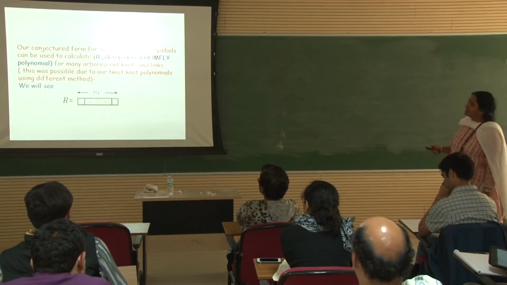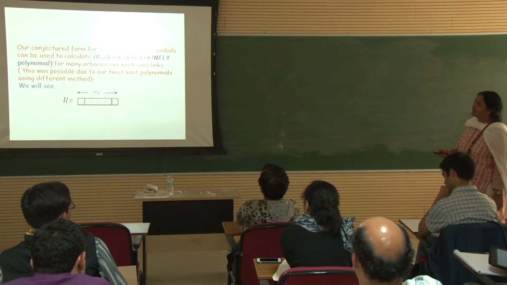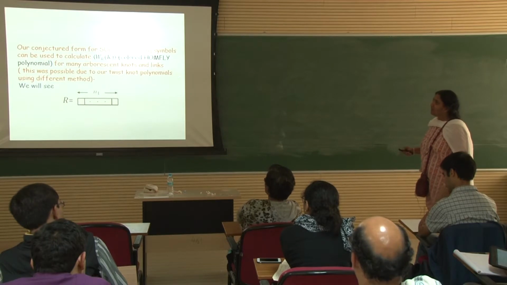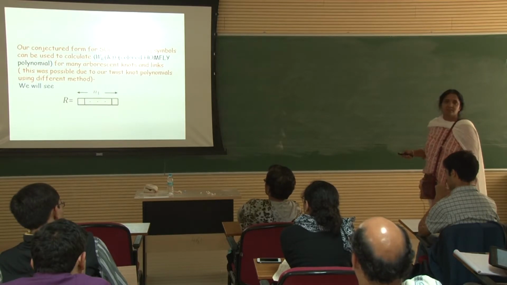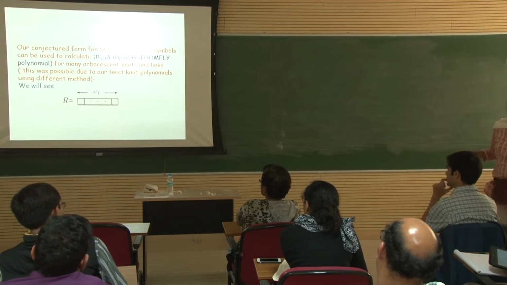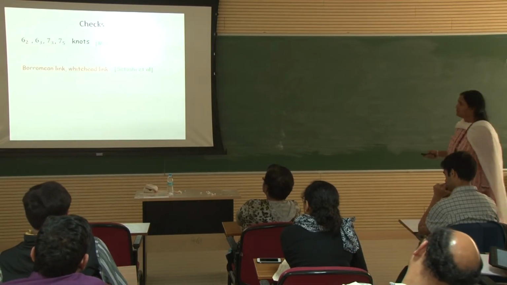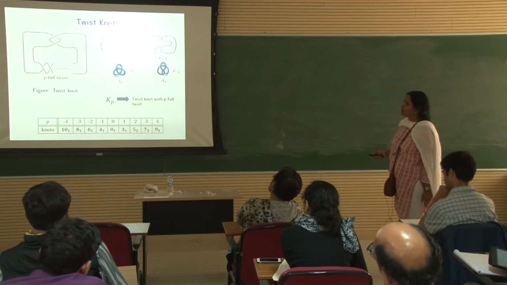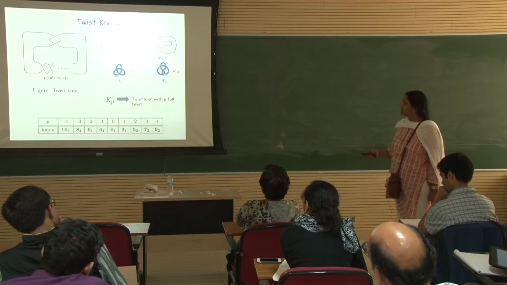Okay. Our conjectured form of SU and quantum 6J can be used to work out colored HOMFLY-PT for many arborescent knots and links. This was possible only due to our twist knot polynomials using a different method. So, let me explain how we went through to work out this twist knot invariance.